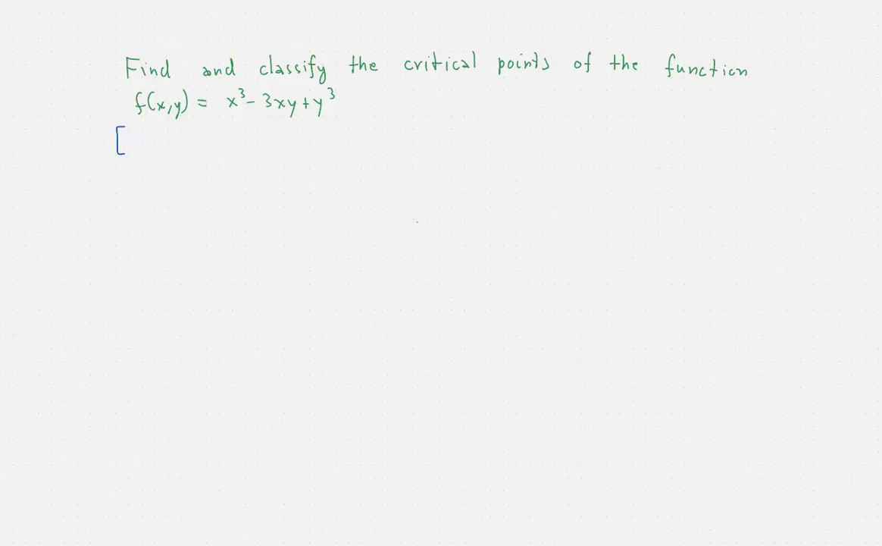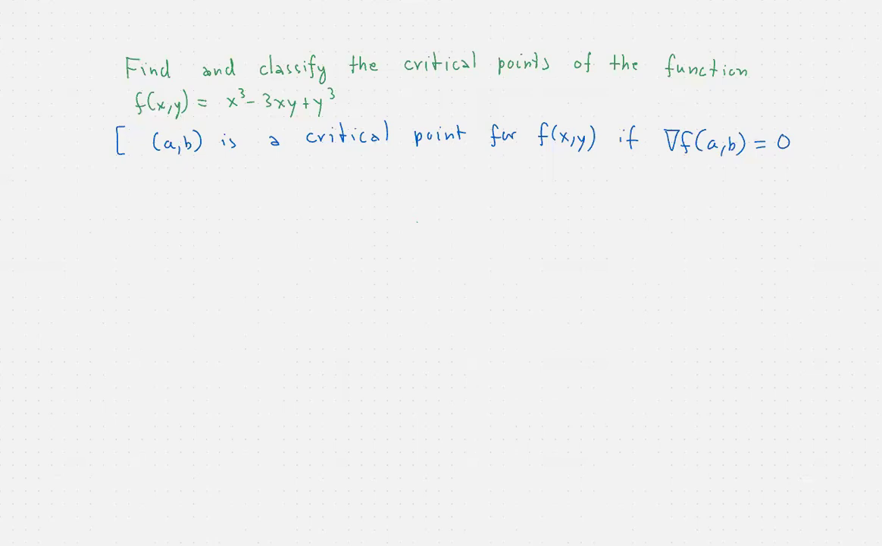So first of all, (a, b) is a critical point for f(x, y) if the gradient of f at (a, b) is equal to 0. This is pretty much what we need to require for this point to be a local extremum for our function and be in the interior of the domain of definition, or at least for points in the interior of the domain of definition.